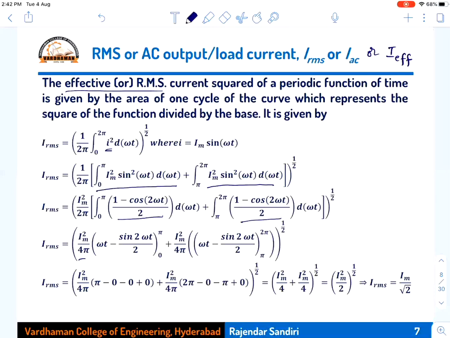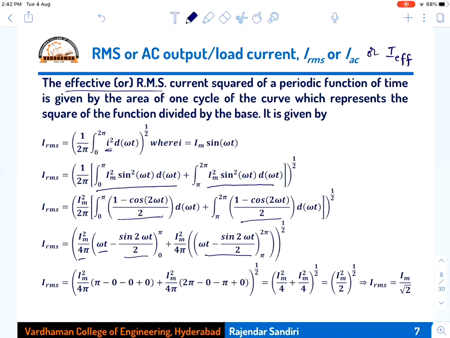If you integrate, the integral of 1 d omega t will be omega t, and the integral of cos 2 omega t will be sin 2 omega t by 2. So the first term becomes omega t minus sin 2 omega t by 2. Similarly, the second term also, if you integrate, will become omega t minus sin 2 omega t by 2. Now the limits 0 to pi and pi to 2 pi you have to substitute.